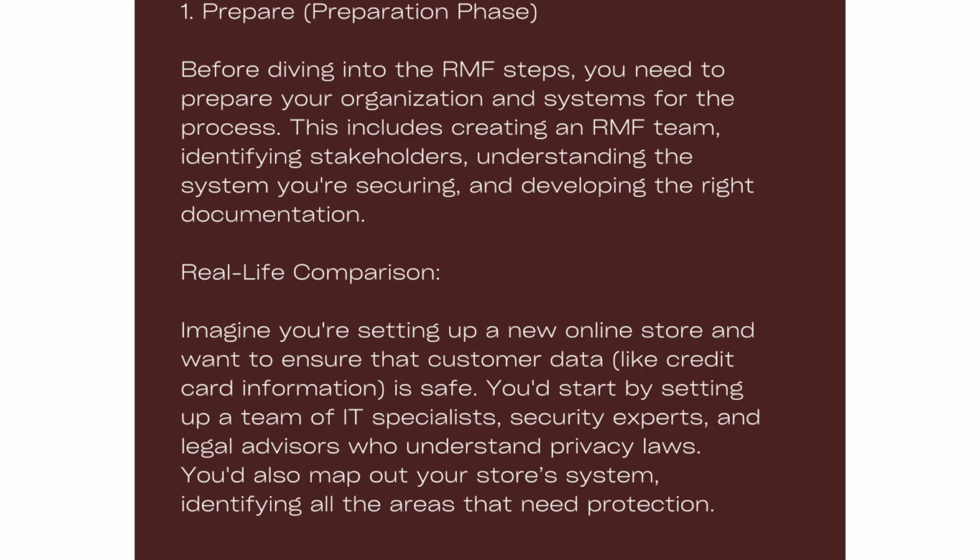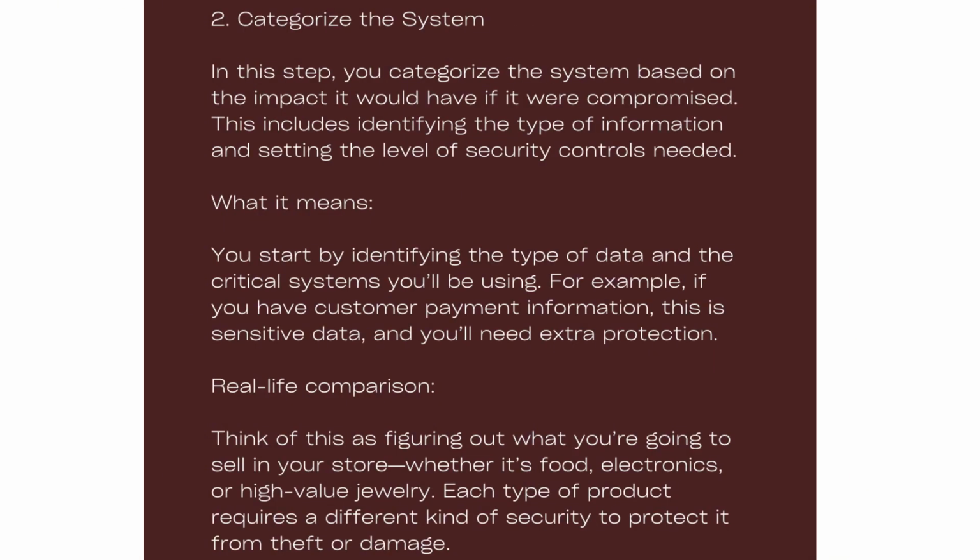So the second step is to categorize the system. In this step, you categorize the system based on the impact it would have if it were compromised. This includes identifying the types of information and setting the level of security controls that will be needed. What it means, you start by identifying the types of data and the critical systems you will be using. For example, if you have customer payment information, this is sensitive data and you will need extra protection.